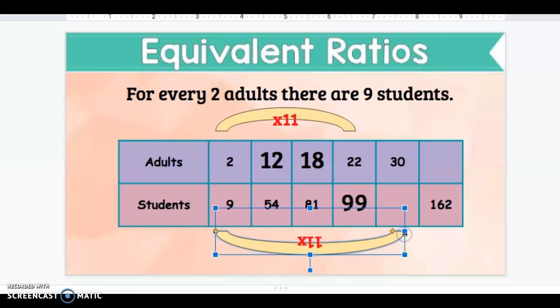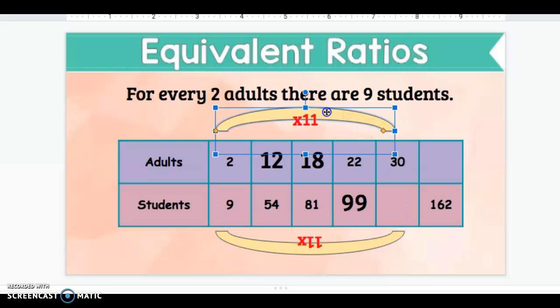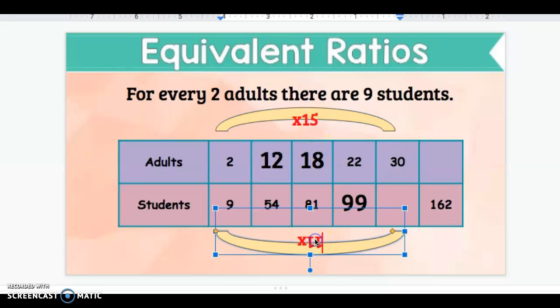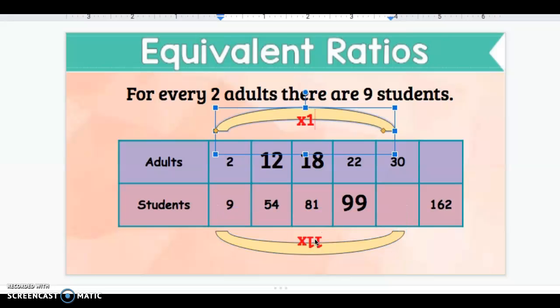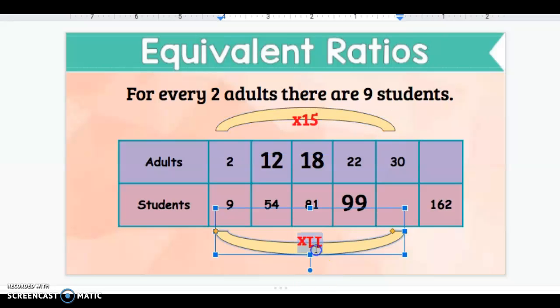Move my rainbow. Well, that one's blank on the bottom, so I have to go to the top. 2 times what gives me 30? Well, 2 times 15 gives me 30. So I have to do 9 times 15.